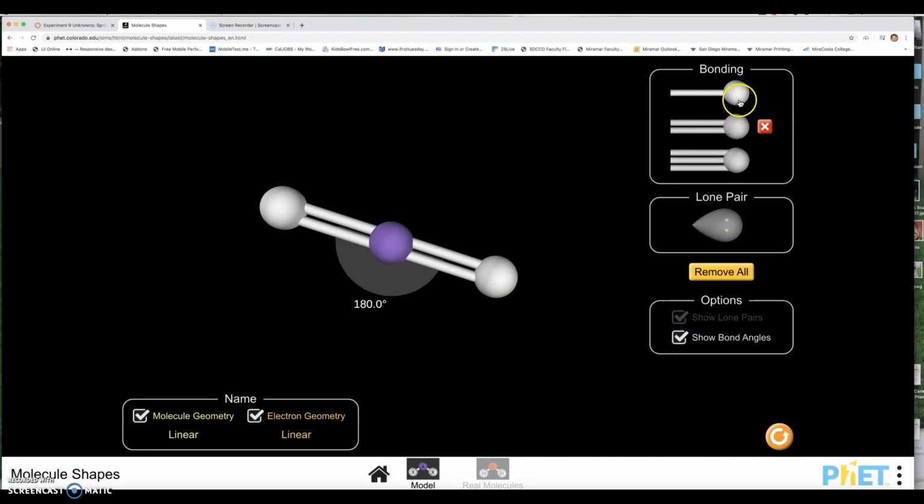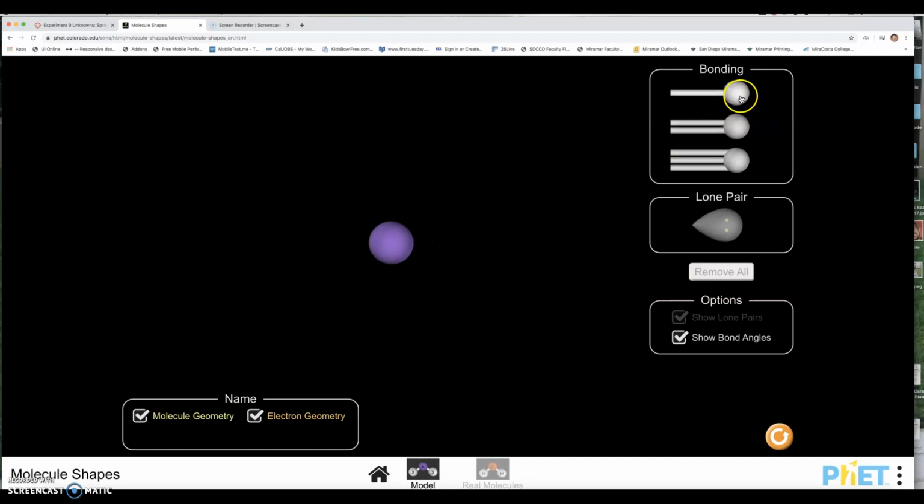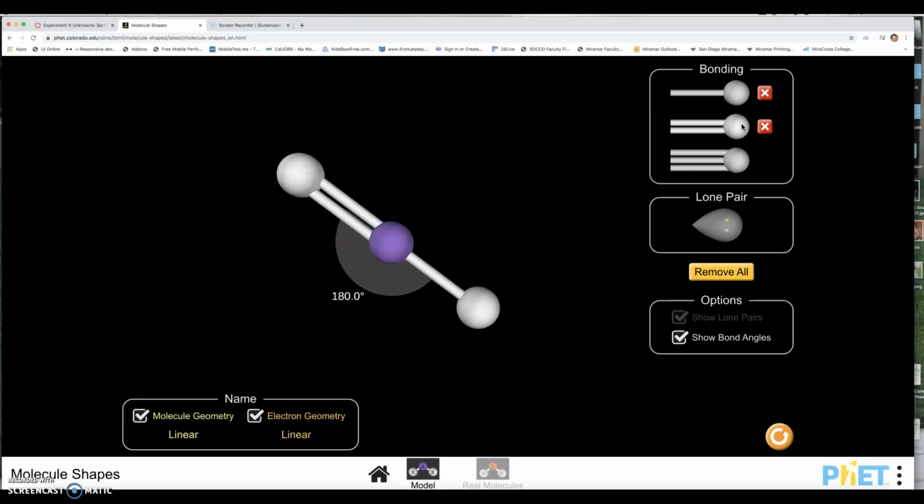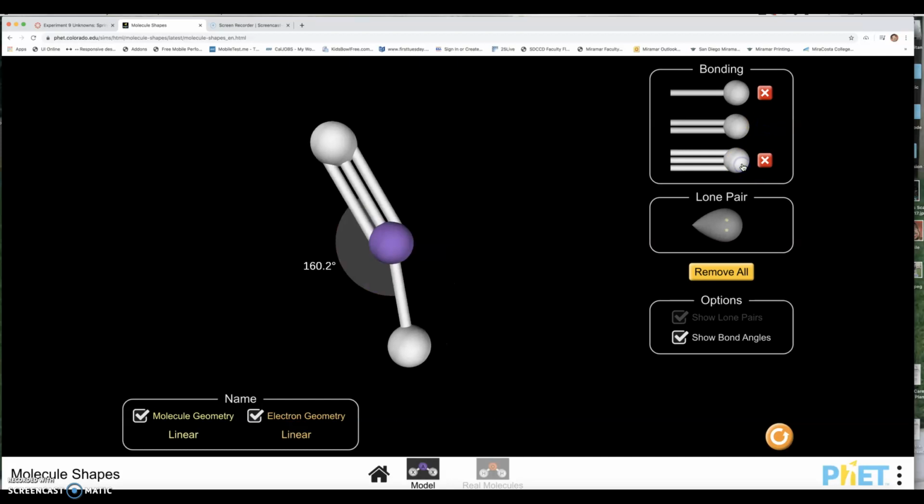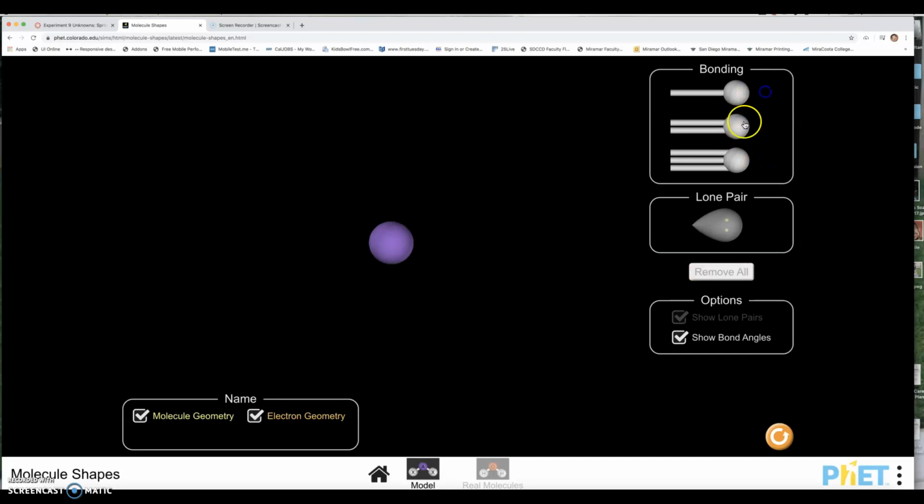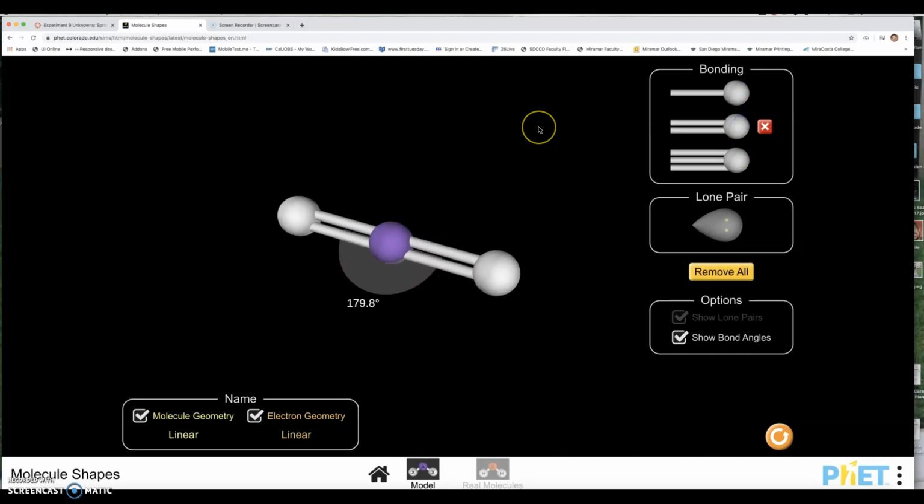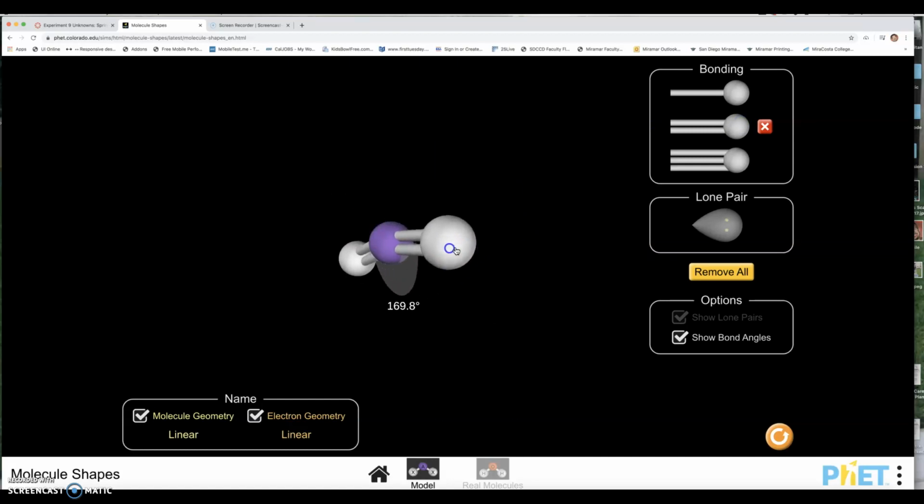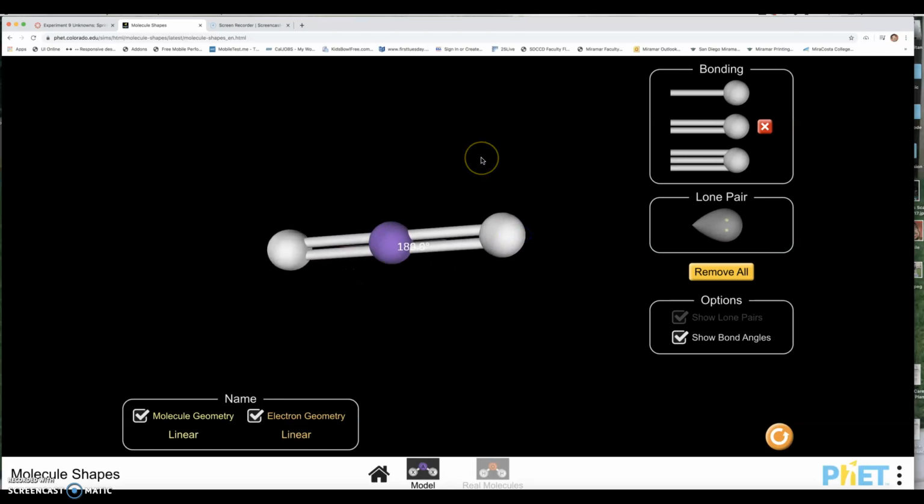Again, it doesn't matter if I have two singles, or if I have a single and a double, it's still 180. Or if I have a single and a triple, or two doubles. As long as there's two atoms, I have 180. And you can even see in the simulation, I try to make it less than 180. Because we're following valence shell electron pair repulsion theory, it always wants to spread out the two electron groups.